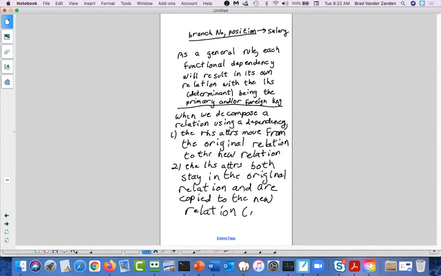Okay, so this preserves lossless join. Whereas 1 and 2 together preserve the dependency, because both the right-hand side attributes and the left-hand side attributes end up in the new relation. So 1 and 2 together preserve the dependency. 2 preserves or enforces the lossless join by ensuring that the left-hand side attributes remain in the original relation and are copied to the new relation.